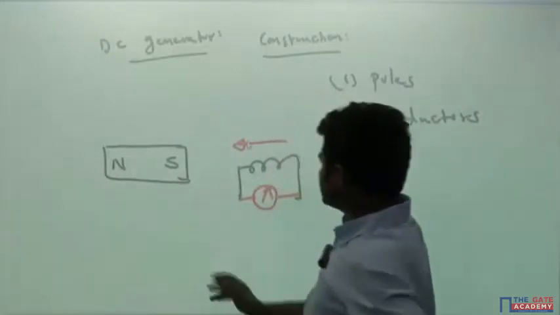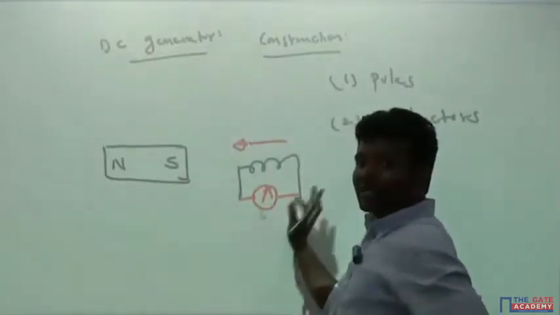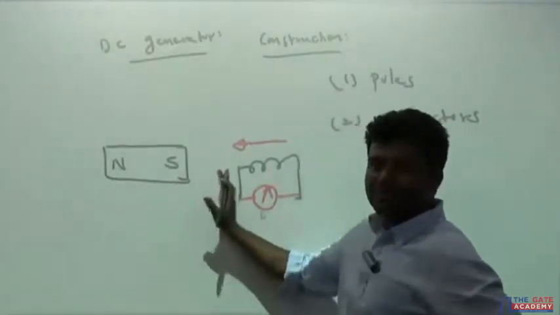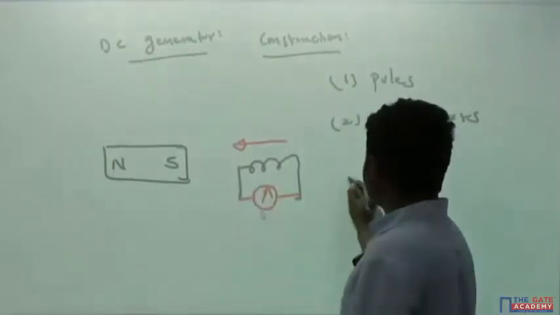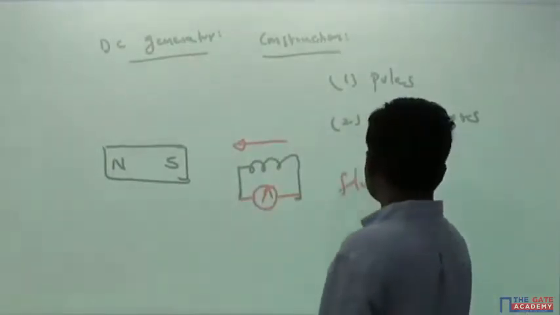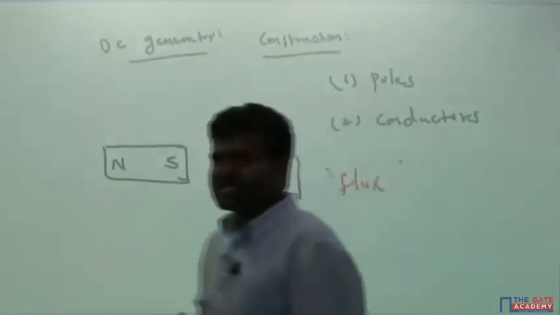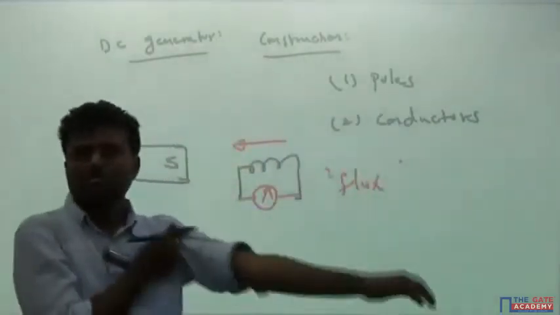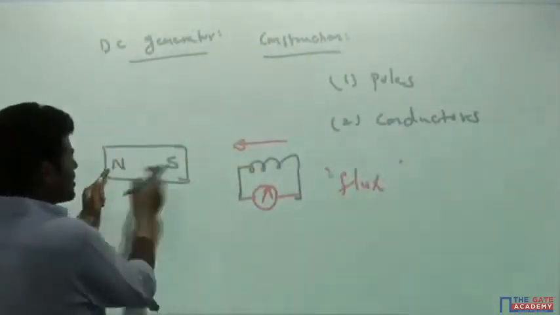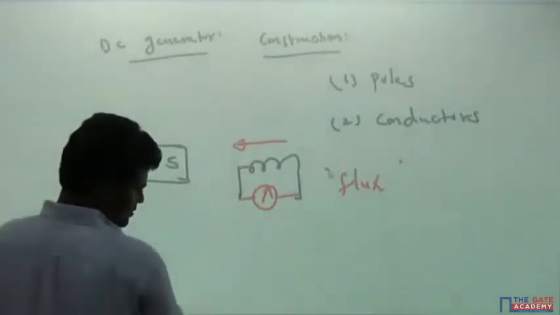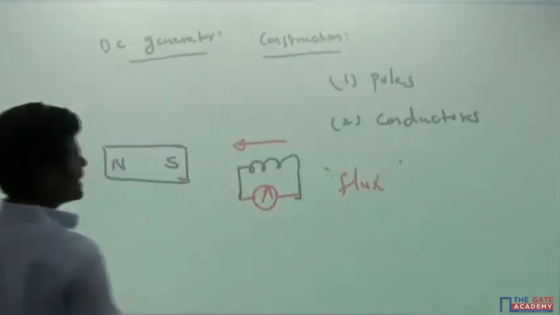So that's what I'm trying to say. There is a magnet and a conductor. Whenever there is a change in the conductor position, there will be a change in flux. I'm using the word flux. Flux in the sense of magnetic flux here now. You can see the north and south poles here, so it has magnetic flux lines.